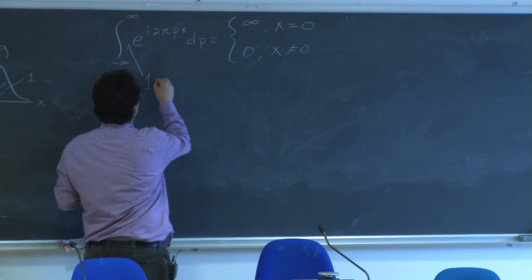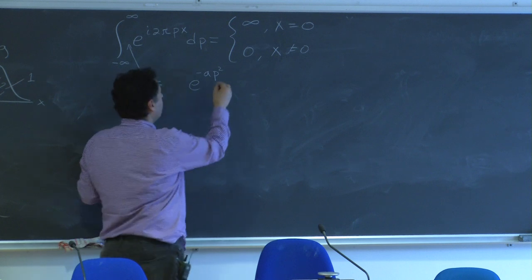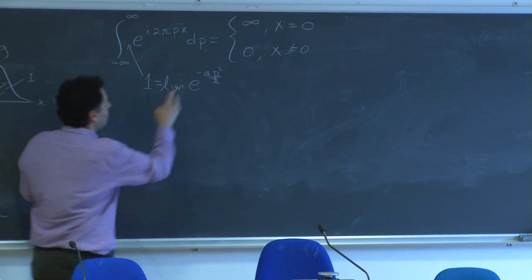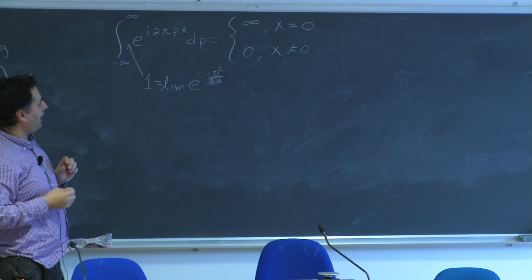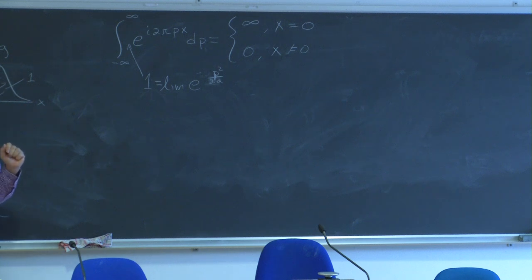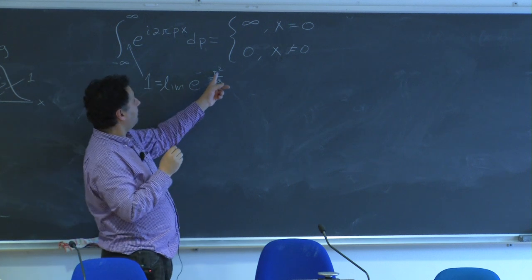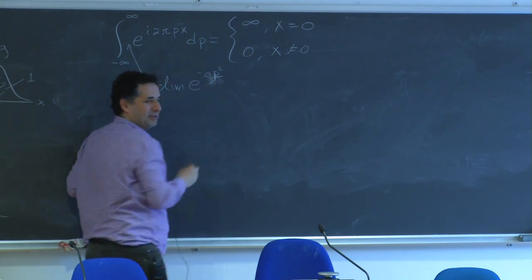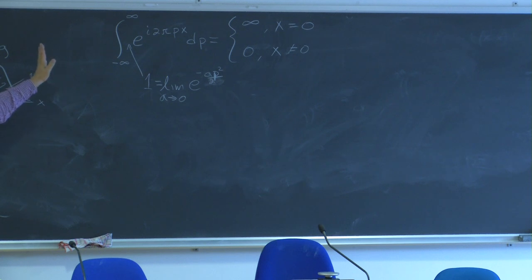I'm going to write 1 as e to the minus a p squared divided by 2, and I'm going to take the limit of something. Let me do it actually this way. The limit as a goes to 0. If a goes to 0, that's 1. You agree? So I'm going to throw it in there.